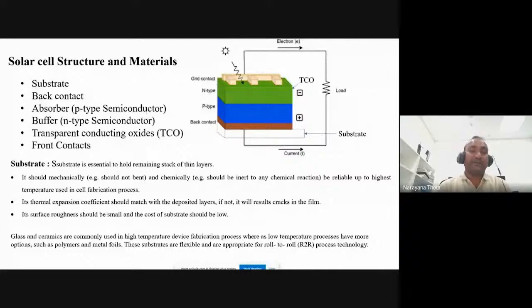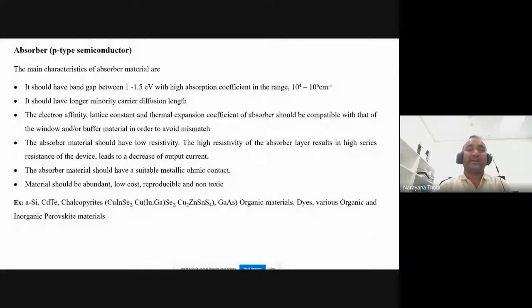Next is the p-type material. These are the material characteristics for a p-type material. The band gap should be 1.1 to 1.5 eV, the absorption coefficient should be in the range of 10^6, and it should have a long minority carrier diffusion length. Its band offset should be aligned with the buffer and the bottom contact. It should have low resistance, otherwise the series resistance will be high, and it should have ohmic contact with the bottom contact. The material availability should be high. It should be low cost, reproducible, and non-toxic.